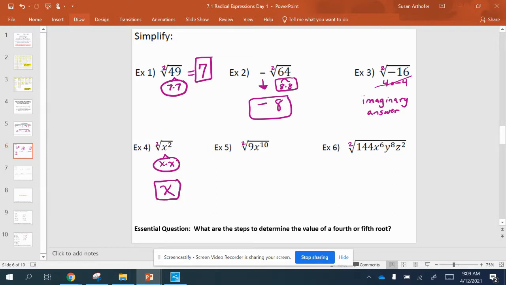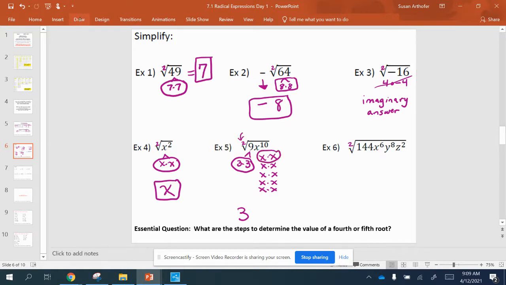And then this just breaks down 9 into 3 times 3. So the square root of 9 is 3. And then x to the 10th, you just want to see how many pairs there are of x's. I'm going to have to move my 3 a little bit. Okay. So how many pairs? You need 2, right? Because it's square root.